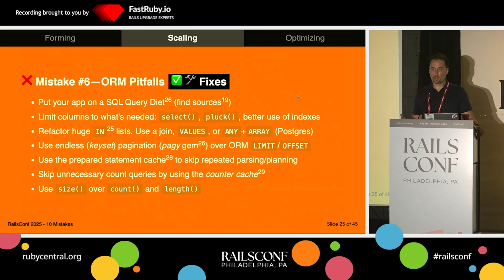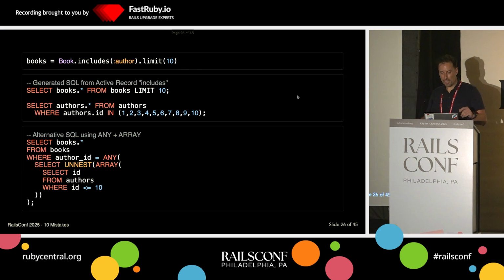And then with Active Record, we have a lot of different cache options. We have the prepared statement cache if you're using prepared statements. Prepared statements allow us to skip the repeated parsing and planning stage as the query arrives in the database engine. And we can use the counter cache to avoid unnecessary count queries. We can use the size method over count and length if we have a loaded association to count how many items are in it.